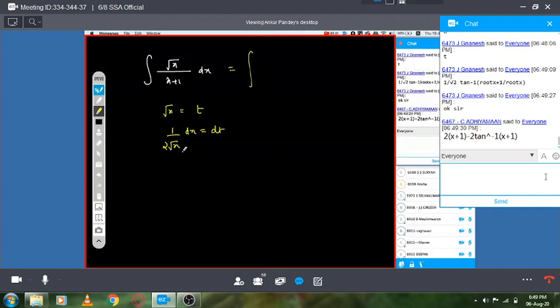So, integration root x is t. Dx is 2 root x dt. 2 root x dt by t square plus 1. Got it? Got it or not.